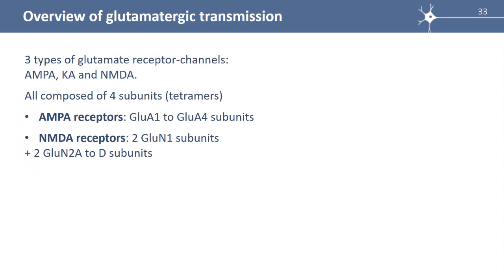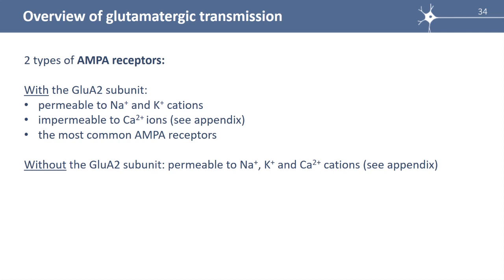In the postsynaptic membrane, there are 2 types of AMPA receptors: those that contain the GluA2 subunit. This is explained in a supplement. When it contains the GluA2 subunit, it's permeable to sodium and potassium ions only, and it's not permeable to calcium ions. And these are the most common AMPA receptors. But when the GluA2 subunit is absent, so the receptor is made up of 4 subunits, but not of the GluA2 subunit, the channel is permeable to sodium, potassium, and calcium ions.